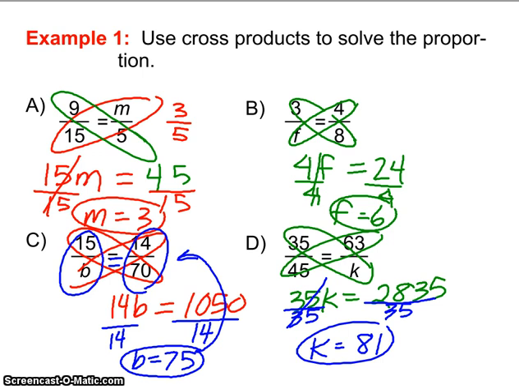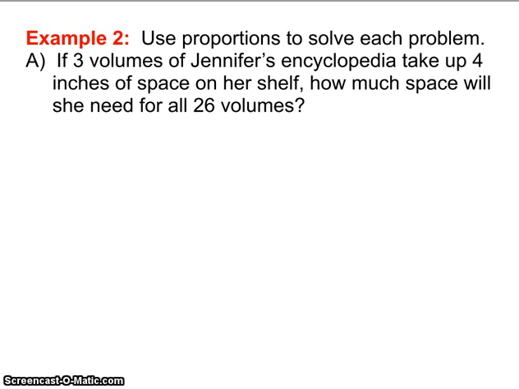So that's example 1. Now the other part of the practice will be looking at some story problems. Okay. Let's take a look at these. And again, you're going to be doing the exact same thing. You're just going to be pulling out and writing your own proportion based on what you read in the story problem. So for letter A, use proportions to solve each problem. And then we're given some information. If 3 volumes of Jennifer's encyclopedia take up 4 inches of space on her shelf, how much space will she need for all 26 volumes?